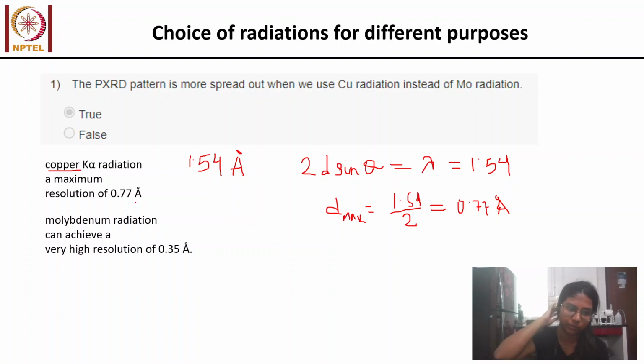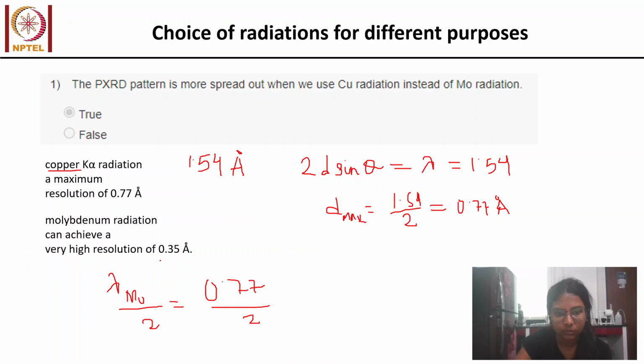However, if we go to molybdenum, it will be the K alpha of molybdenum divided by 2. For molybdenum the K alpha is 0.71, so this will come out to be 0.35. So we can see that using molybdenum we can achieve a much higher resolution. That is why researchers prefer to use molybdenum radiation while taking single crystal XRD data, and also for powder XRD diffraction.